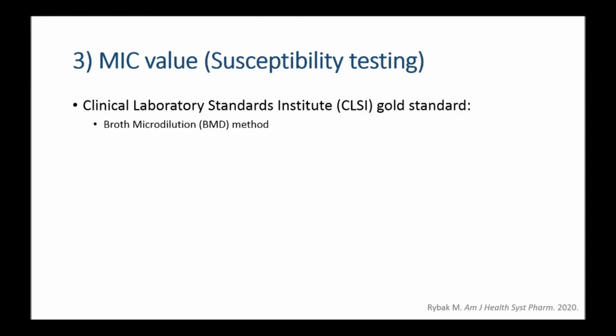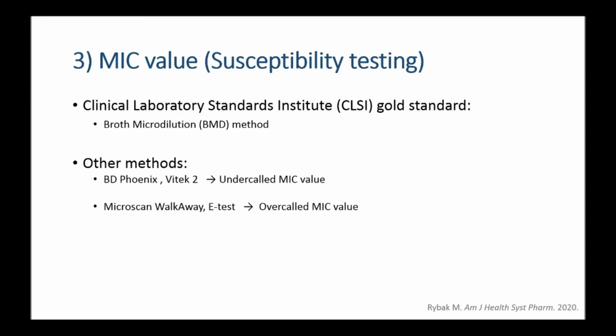Next, there is a limitation in susceptibility testing method, in which there is a lack of precision and variability in MIC result depending on the method used. Based on CLSI, broth microdilution is the gold standard method. There are alternative methods such as BD Phoenix, VITEK 2, MicroScan, E-test. Unfortunately, depending on what method the hospital is using, you can get differences in result.